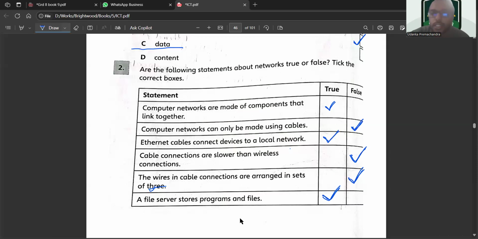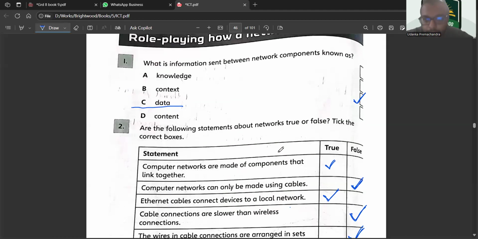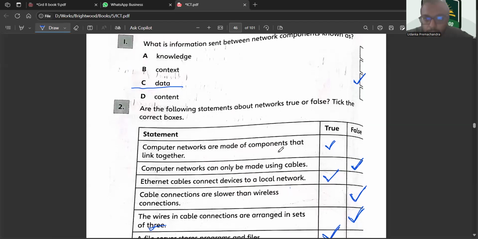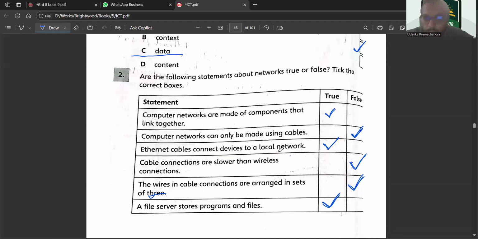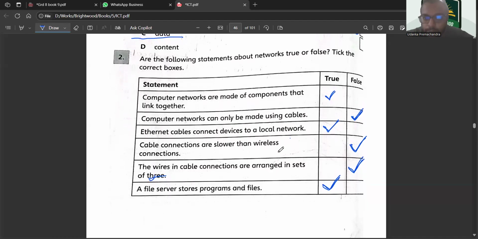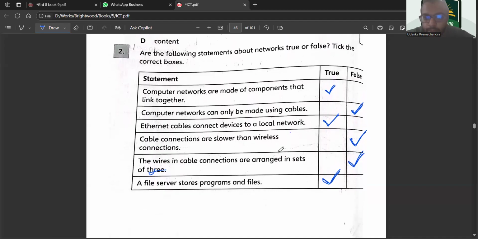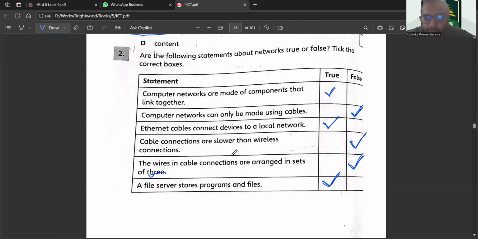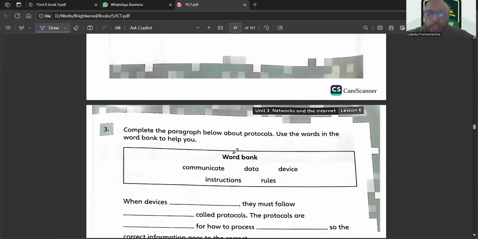Okay, do the corrections. You can do the correction in your book. Okay, shall we move to the next one? Do the correction in your book. Okay, do the corrections. If you finish, you can do the next one.